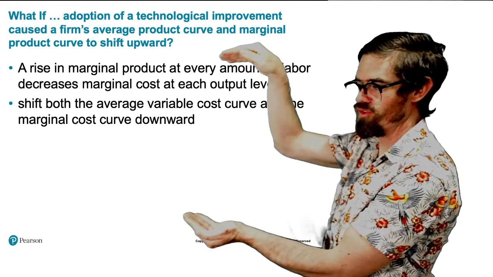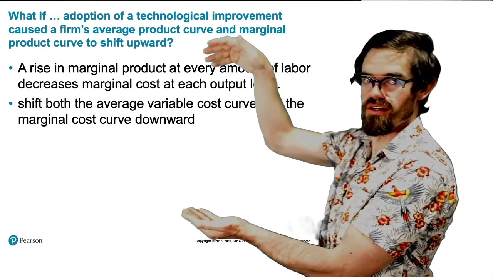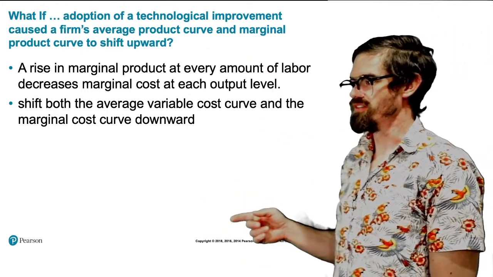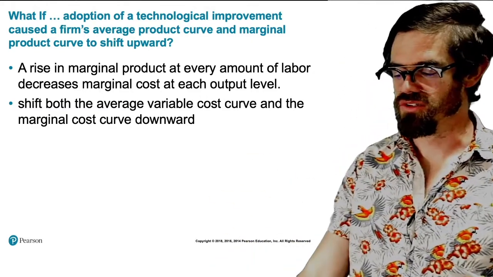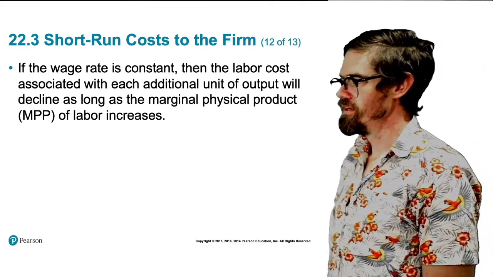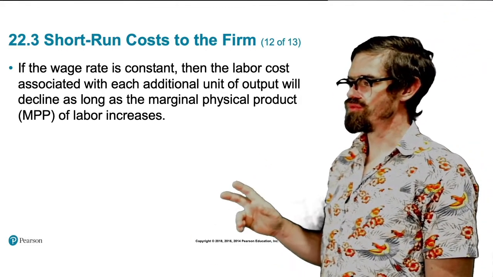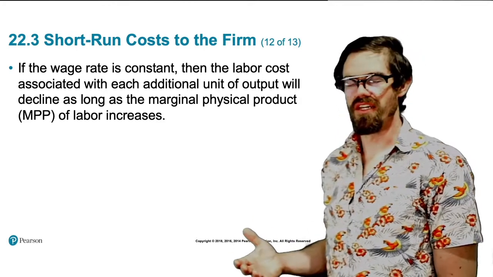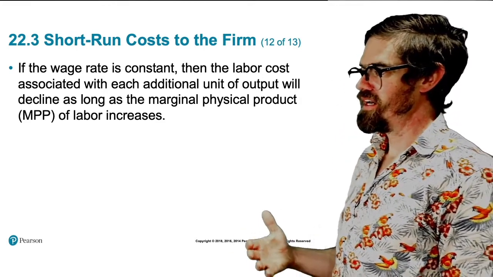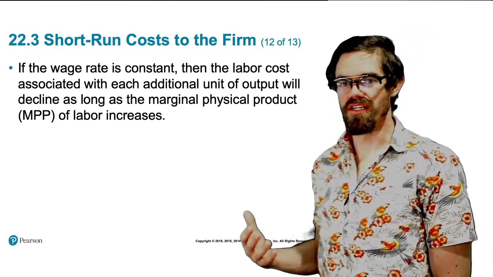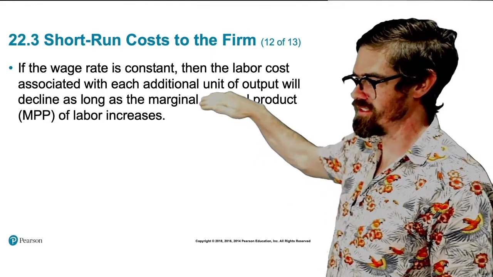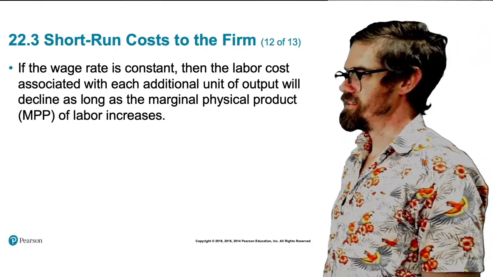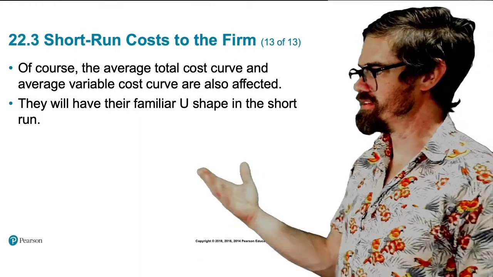Lower costs are an improvement. Increases in marginal product is increased productivity. Now the shift of both the average variable cost curve and the marginal cost curve are downward, so both of those curves are going down. So if the wage rate is constant, like we saw in our example where it's $1,000 per worker, then the labor cost associated with each additional unit of output will decline as long as the marginal product of labor increases. Again, don't let the term physical product confuse you, physical product and marginal product are basically the same thing. That's, again, the inverse relationship.